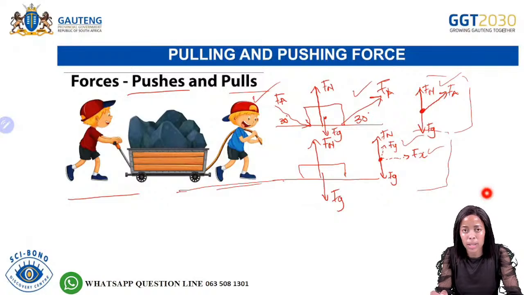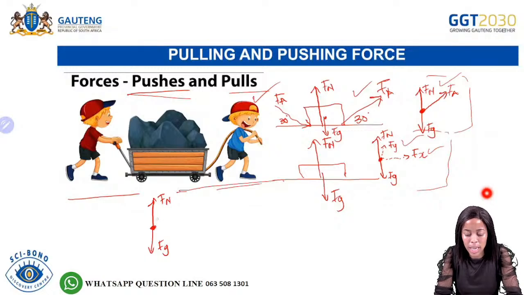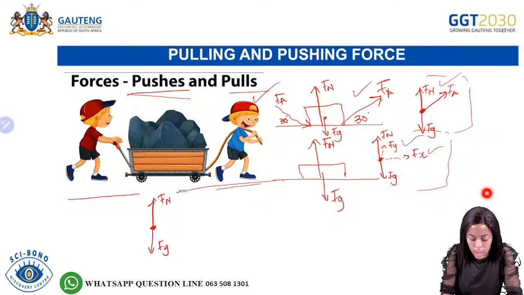So if you are again to represent the pushing force, it's going to be a similar situation. This is what you are going to have with the pushing force. You will have your normal force, Fn, at the top. At the bottom, you will have your gravitational force. But then remember, the rule said what? The arrow must never face the dot. So it means that you will have your applied force at the bottom there.